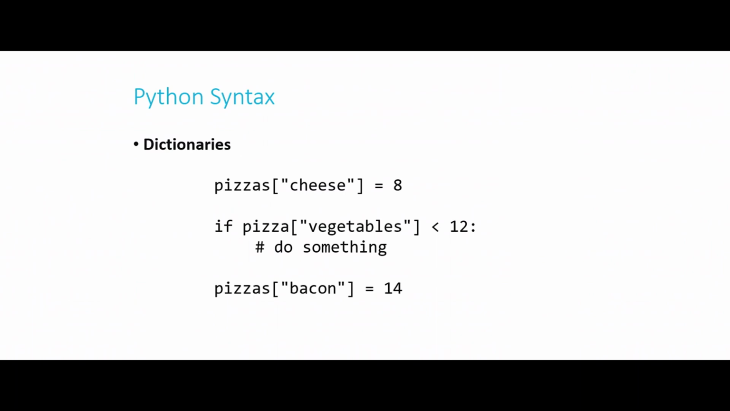I can also add new key value pairs to the dictionary without having to do anything crazy. Pizza's bacon, that key didn't exist before, equals 14. Now we have a dictionary that has 5 different key value pairs in it. Again, pretty straightforward to do.